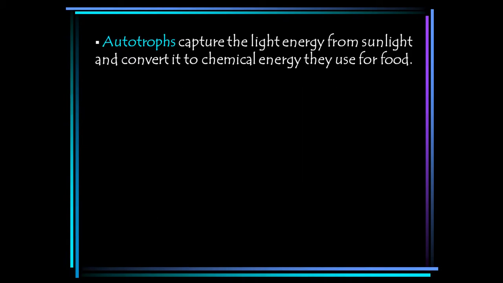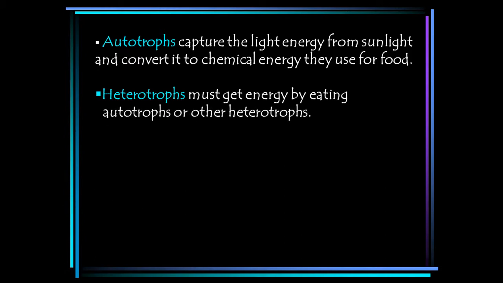We know that there are autotrophs. Autotrophs are things that capture light energy from the sun and convert it to chemical energy, which they use for food and which other things use for food as well. Heterotrophs must get their energy by eating, usually autotrophs or other heterotrophs. Heterotrophs include carnivores, herbivores, and omnivores. So we have the meat eaters, the plant eaters, and the organisms that eat both meat and plants.